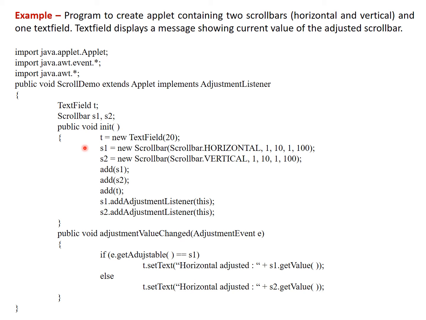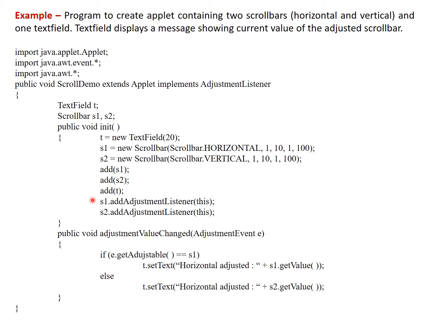Similarly, the next statement will create the vertical scroll bar with minimum value as 1 and maximum as 100, and the reference is assigned to the variable s2. Then we add the scroll bars s1 and s2 and the text field t in the applet. After this, the next statement is to add the adjustment listener of s1 and s2.